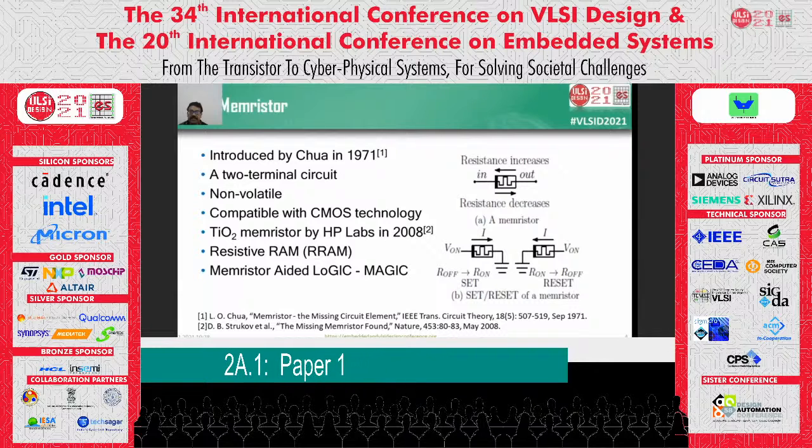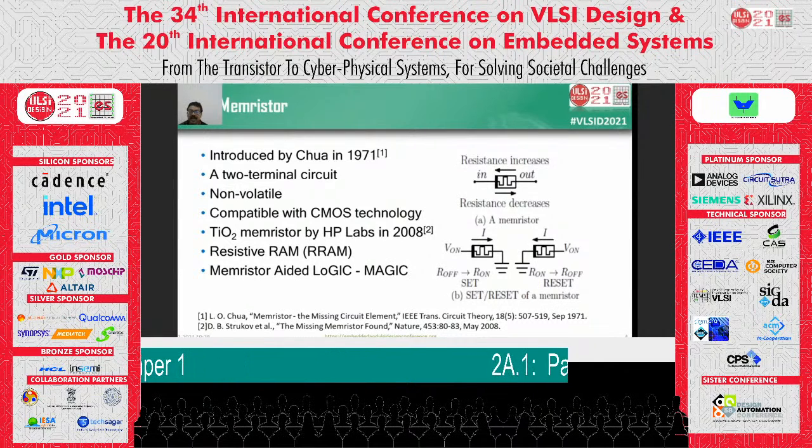The memristor was introduced in 1971. It is a two-terminal circuit and it is non-volatile. Its resistance changes from high to low and low to high depending on the direction of flow of current. It is compatible with the present CMOS technology. In 2008, HP Labs launched a titanium dioxide memristor which has the property of changing resistance.